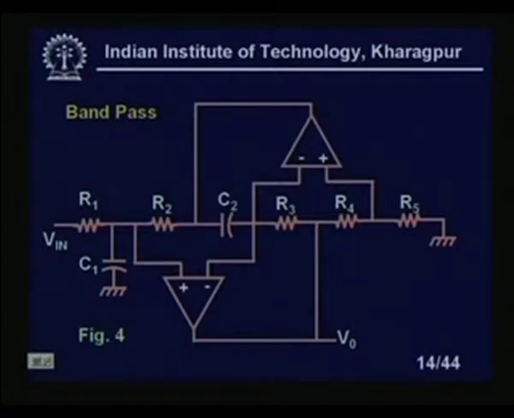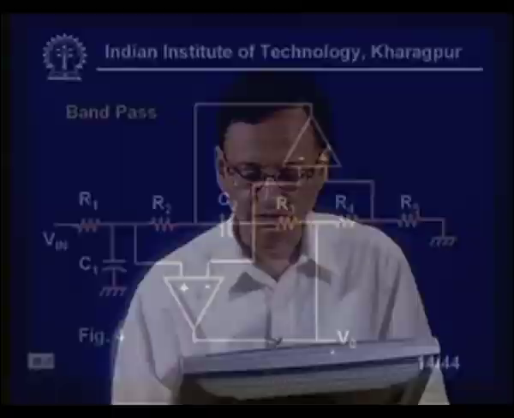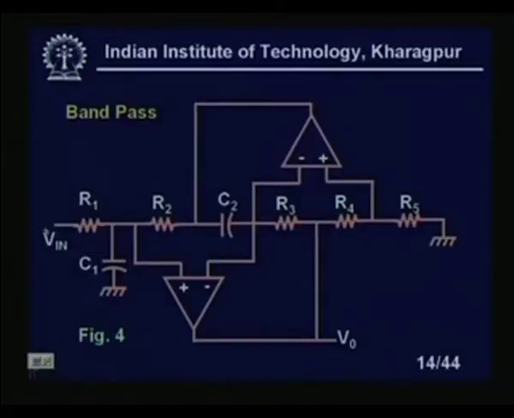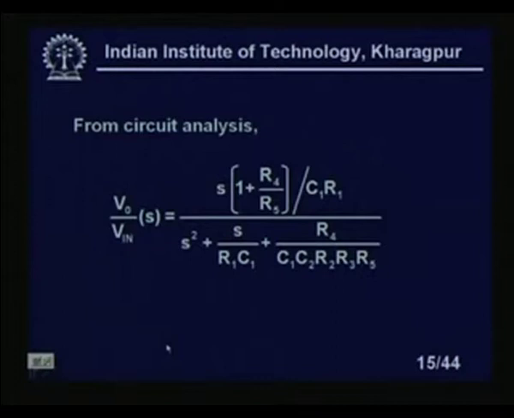Now the band pass case. You see here a similar structure, only there is some difference at the input side. Again I am giving the input at this position and taking the output from this position. So again I am finding the transfer function Vo upon Vin in the S domain, and I will get a transfer function which looks like this.